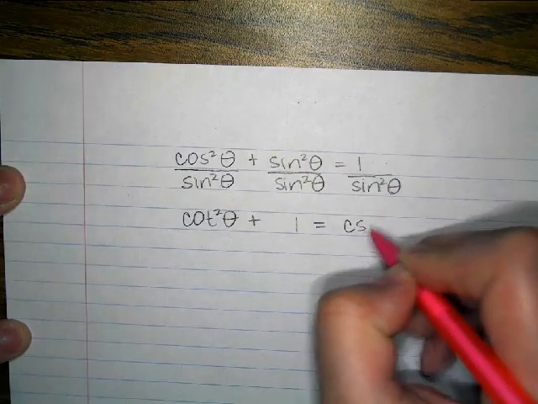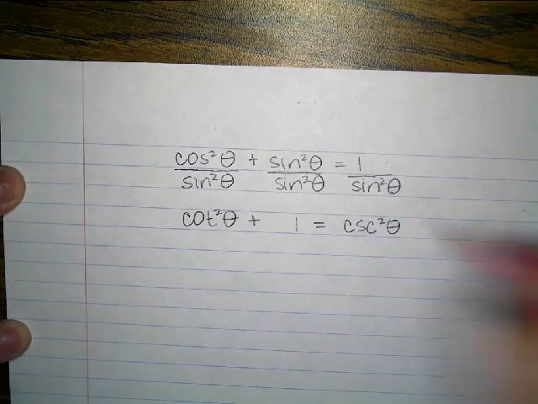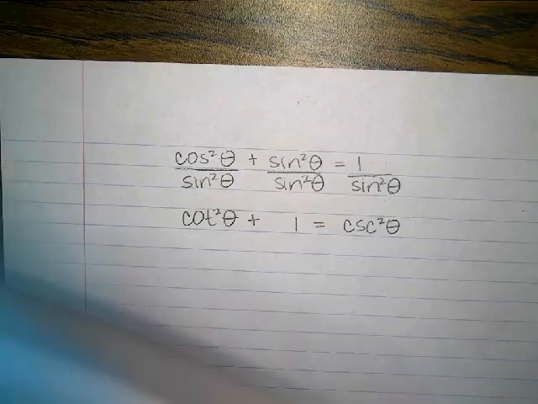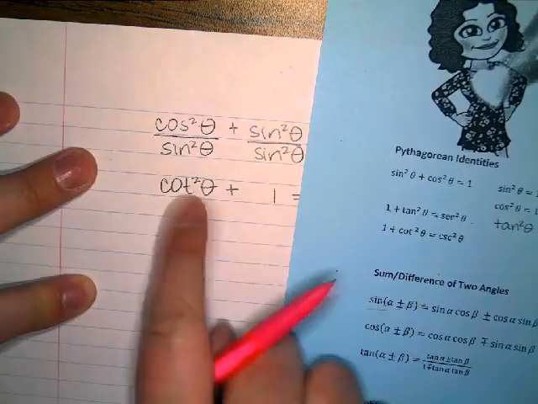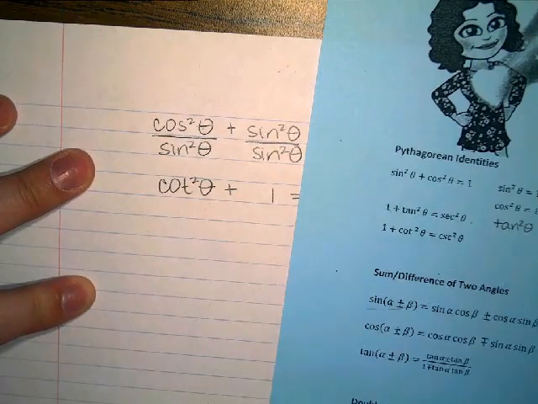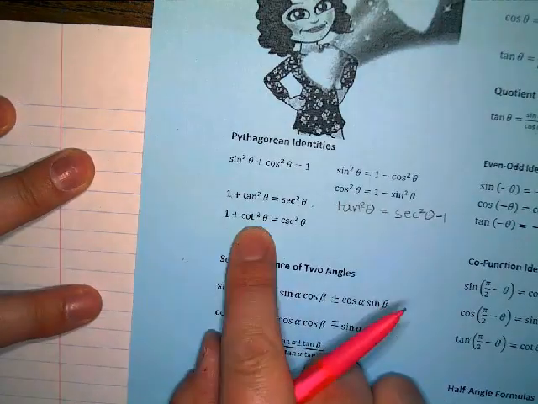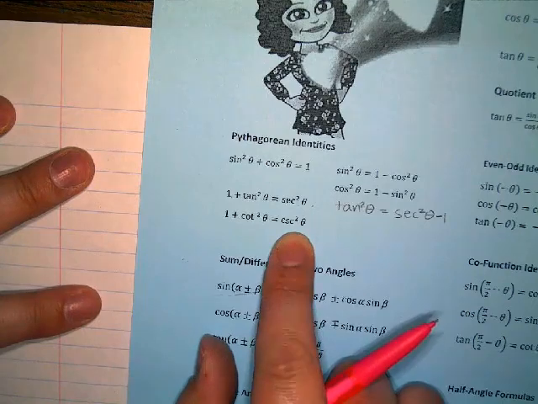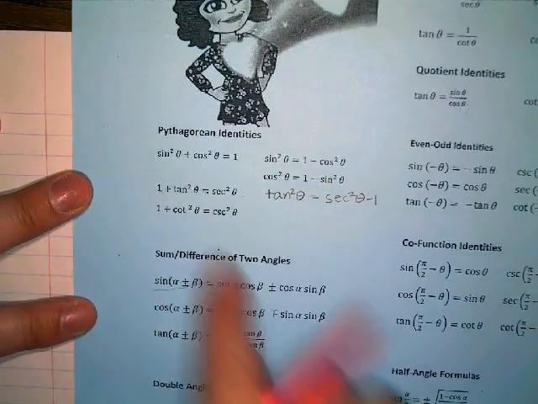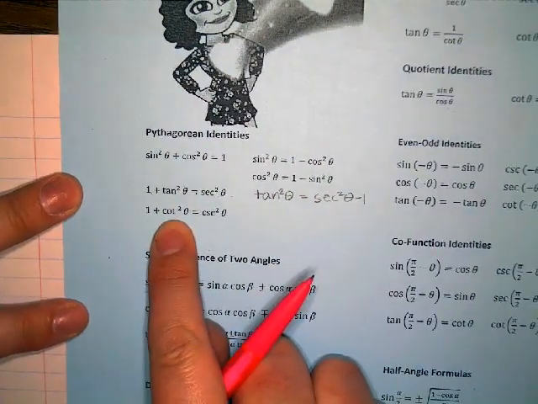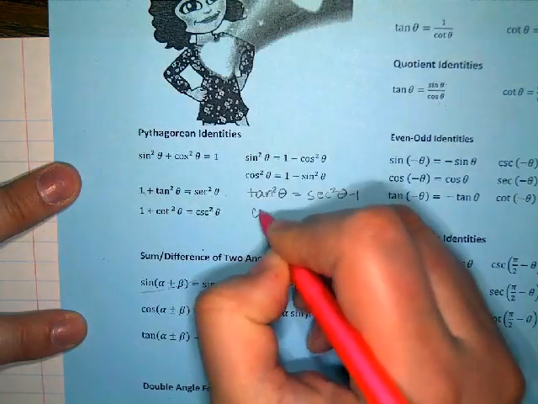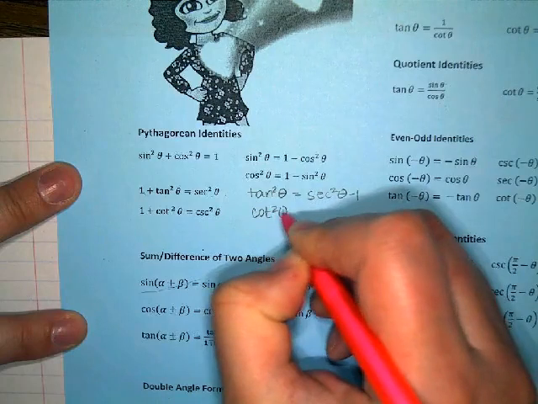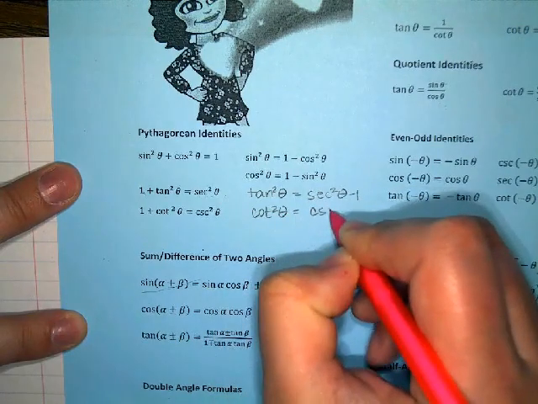Okay? And then that's where the other one came from. We got the backwards version of it here, but with addition, you can switch the order and it's okay. So 1 plus cotangent squared is cosecant squared. All right? What if we wanted the version where cotangent squared was all by itself? Okay, cotangent squared is cosecant squared minus 1.